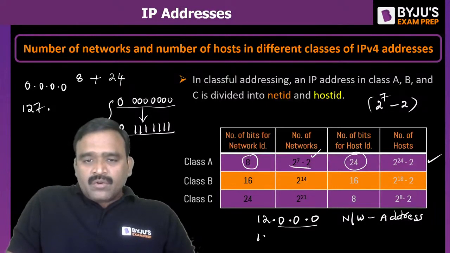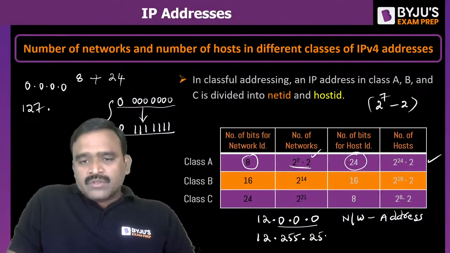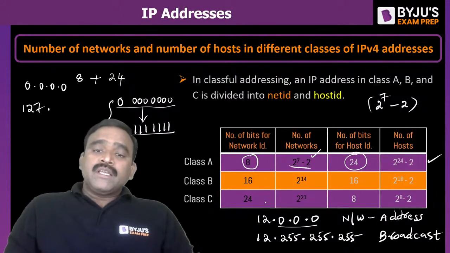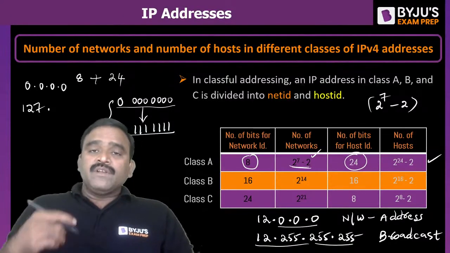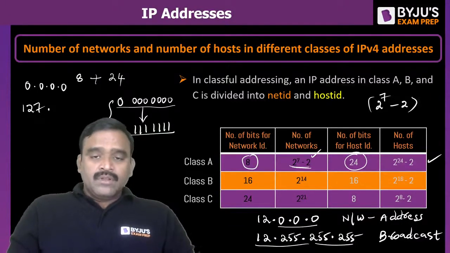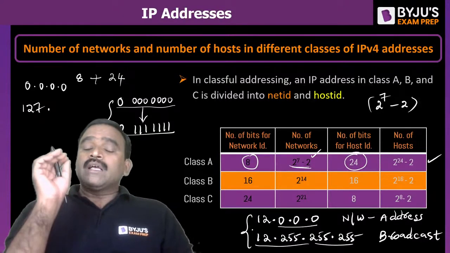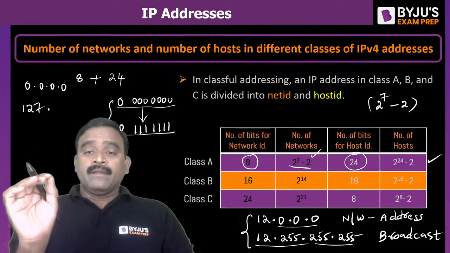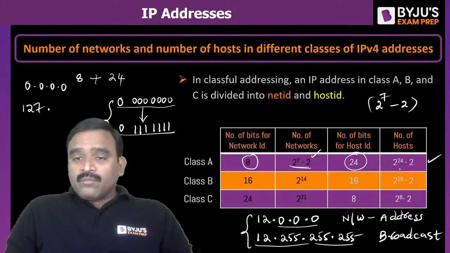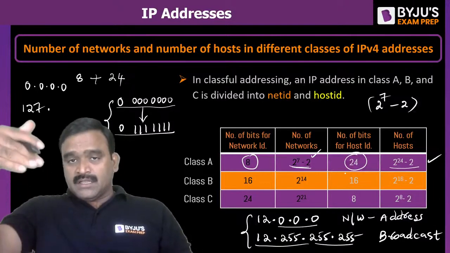Similarly, if you take 12.255.255.255, there are all ones. All ones means it is a broadcast address. That is the difference. Broadcast means if this is the destination address, information will go to all the hosts within that network. So these two we have to exclude. We can't assign these addresses to a host because these are the network address and broadcast address respectively. That's why the 2 power 24 minus 2 is there, the minus 2 is not on the power.